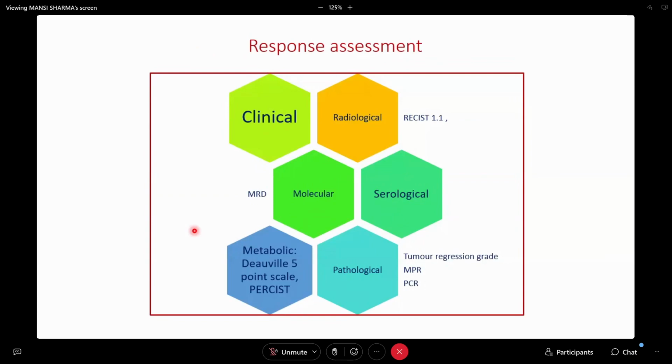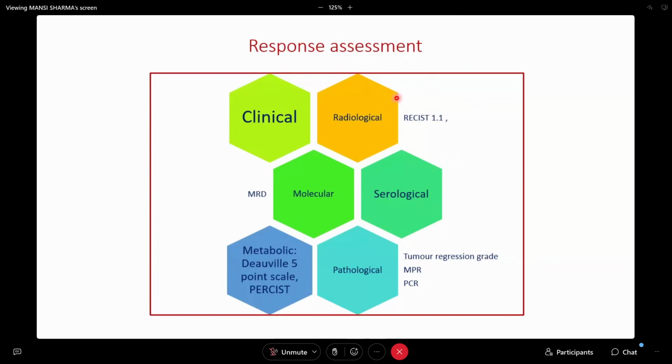Coming to another aspect, that is chemotherapy response assessment. There are various different methods by which we look at the response of the tumor to the chemotherapy drugs. One, of course, is clinical response. If there's a visible lump, we can see that the lump is decreasing. If there is pain, it starts improving, and so on and so forth. We look at the radiological response by using the RECIST 1.1 criteria.